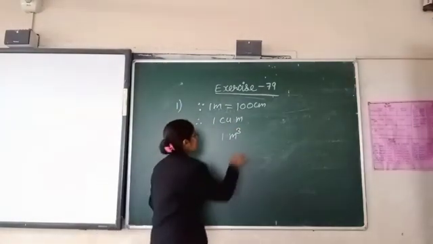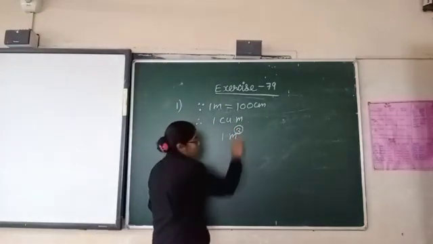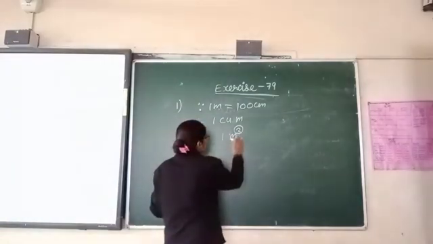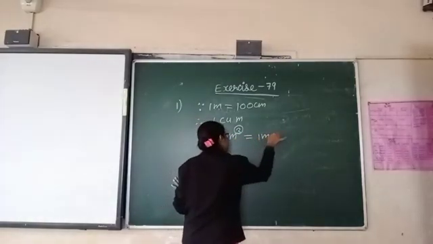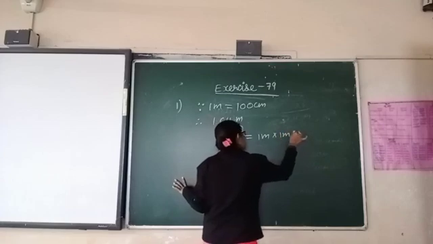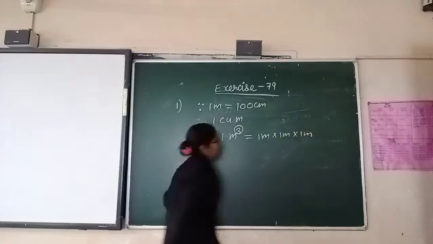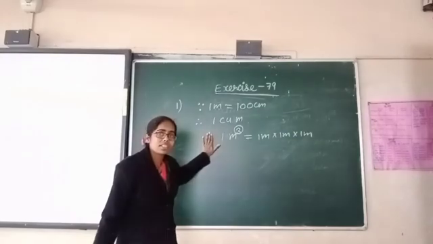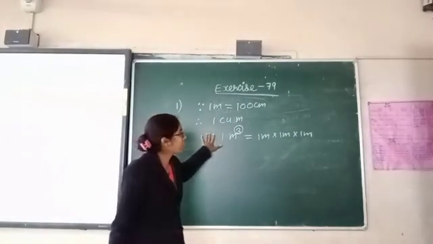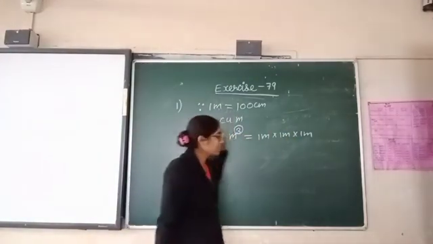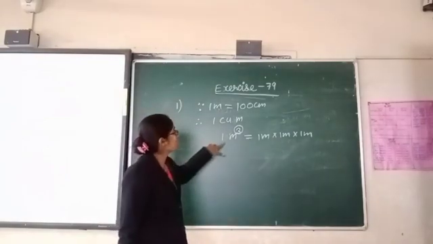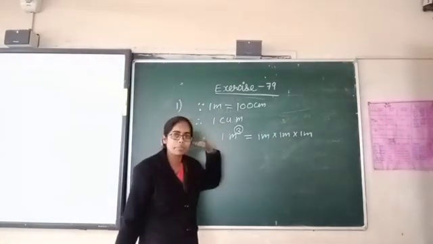So what are we doing? We are writing it in expanded form. What does it mean? It means 1 meter into 1 meter into 1 meter. Don't write these steps. This is only for making you understand. 1 meter into 1 meter into 1 meter, 3 times we are writing. So what did it become? 1 cubic meter.